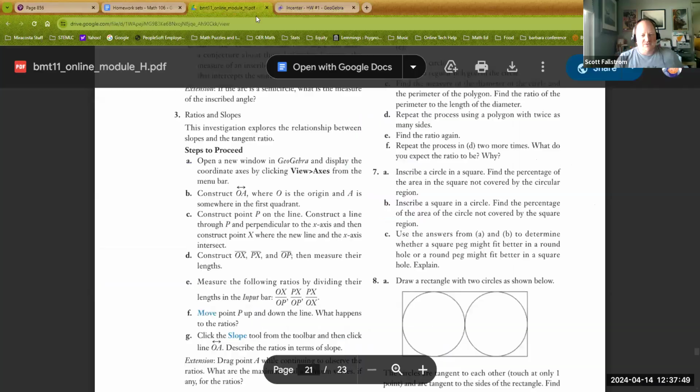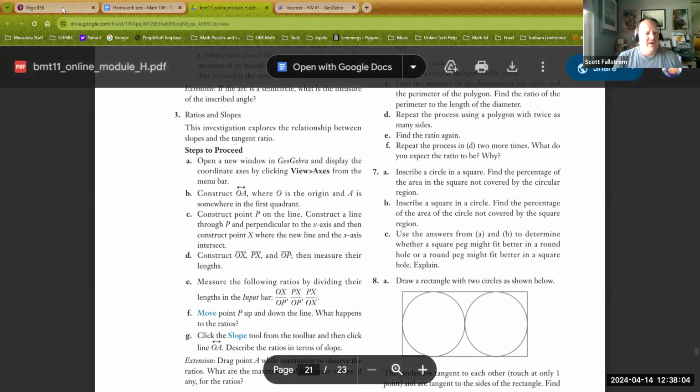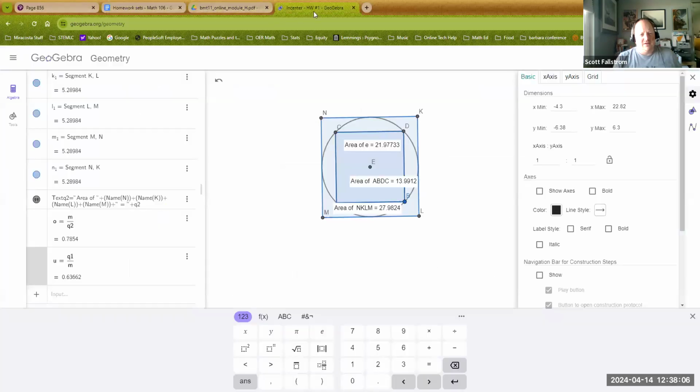So in terms of the question here, use the answers to determine. Find the area and determine whether a square peg might fit better in a round hole or a round peg in a square hole. And let's go back. So what we can see is this one fits better, and that is a circle in a square hole.